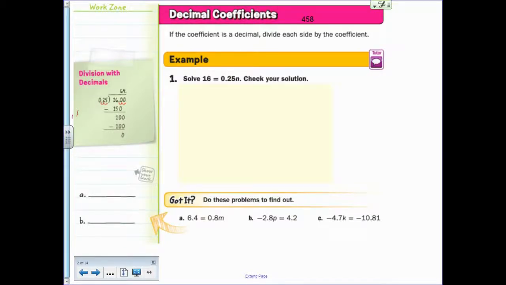Take a look at example number 1. It says 16 equals 25 hundredths n. If that just said 16 equals 25n, what would you do to solve that equation? Well, you would say, I would divide by 25 on both sides. Well, we're going to do the same thing, except instead of 25, it'll be 25 hundredths.